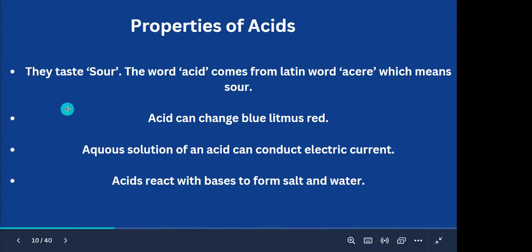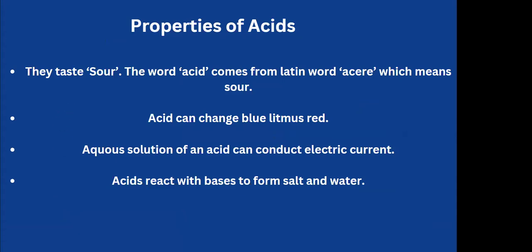So we can now tell the students to conclude about the properties of acids. Instead of telling them everything in the starting, we can first show them the results. We can make them touch and taste some natural acids, and then they can themselves conclude the properties of acids. So they taste sour, and the word comes from acid, which is a Latin word acer.